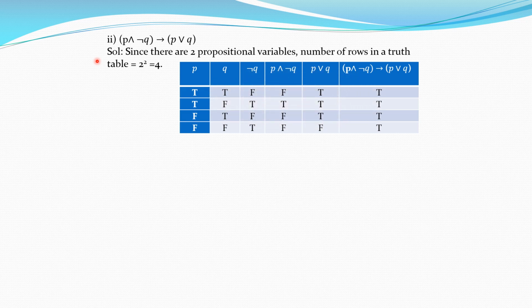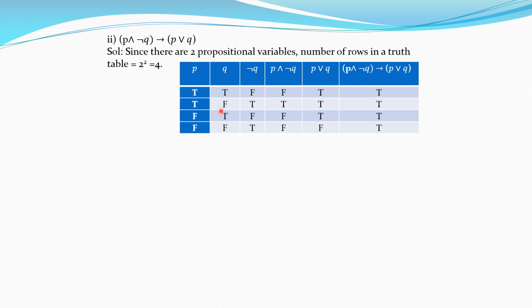Now this is the truth table. See P, Q, again same four rows. Now what is negation of Q? Whenever Q is true, negation Q is false. And when Q is false, negation Q is true. Then P and negation Q. Take the columns properly. We are not writing P and Q, but it is P and negation Q. So we are considering the first and third column.